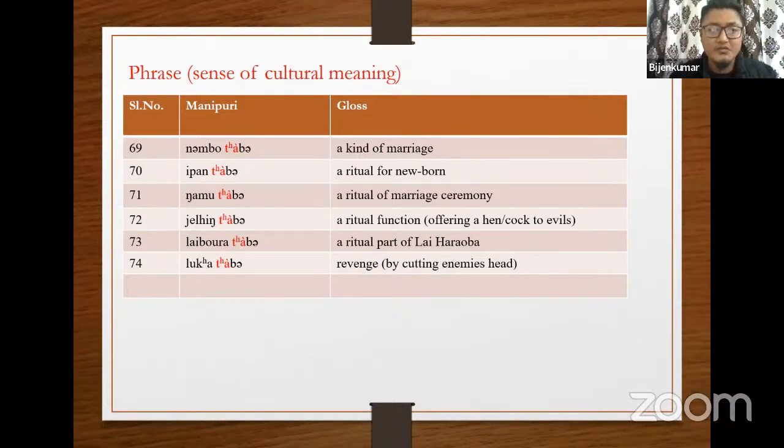Then Ipanthaba, it's a ritual for newborns. Then Namuthaba, this is a part of ritual. It is a part of our marriage ceremony. Then Yelingthaba, then Laiburathaba, Lukhathaba.